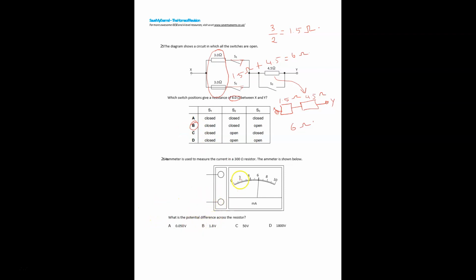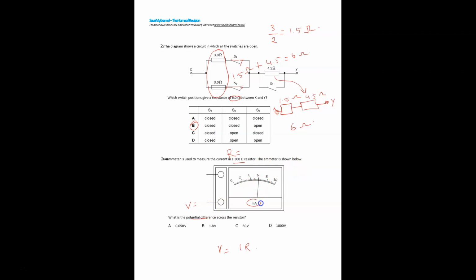Okay, here they ask you to find the potential difference V. What is the formula? V is equal to IR. How do we know which formula we have to use? You read the question and write the name of the given values here. An ammeter is used to measure the current in a 300 ohm resistor. So the resistance is 300 ohm. The ammeter is shown below.